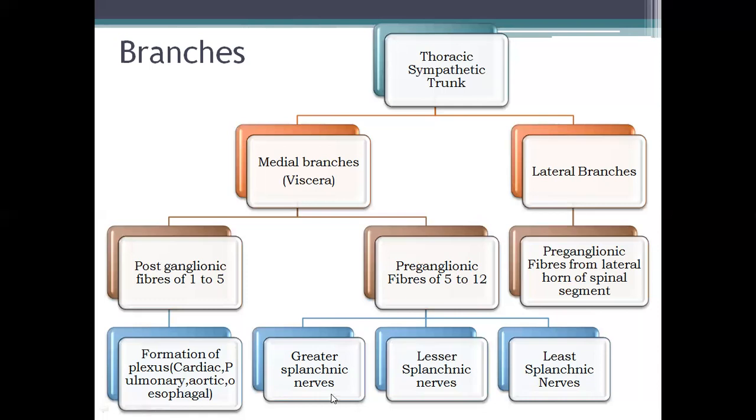The greater splanchnic nerve supplies the crus of the diaphragm. Once it reaches the crus of the diaphragm, below the diaphragm we have the abdomen. In the abdomen we have a ganglion called the celiac ganglion. So this greater splanchnic nerve terminates at the level of the celiac ganglion. Sometimes, some part of it also terminates at the aorticorenal ganglion and suprarenal ganglion.